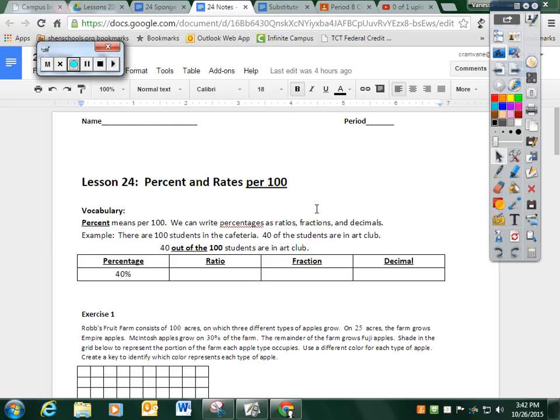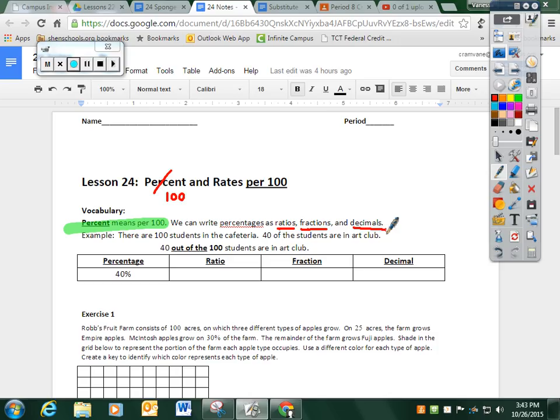Today we're going to be doing lesson 24, percent in rates per 100. Percent means per 100. It's actually a Latin word, and if you split it in half, it means per cent. There are 100 pennies or 100 cents that make up a dollar, so that's why it comes from per 100. We can write percentages as ratios, fractions, and decimals.